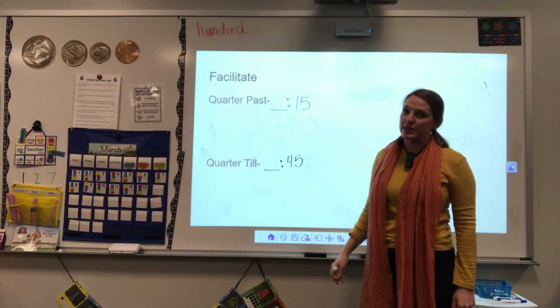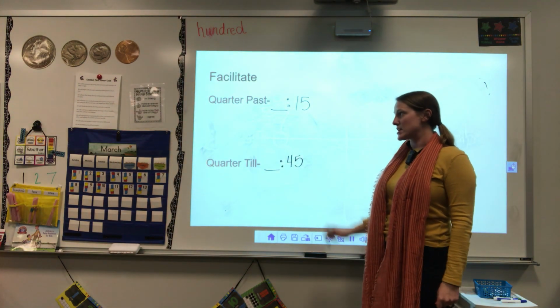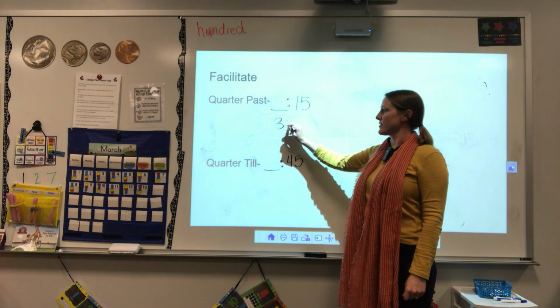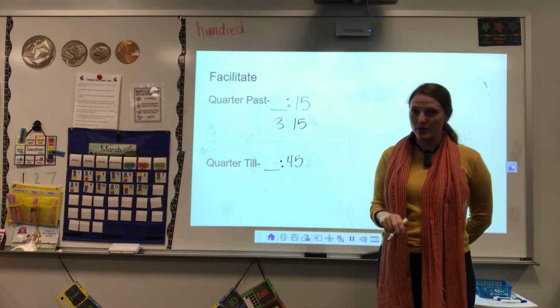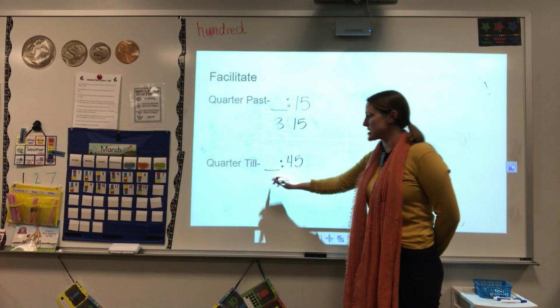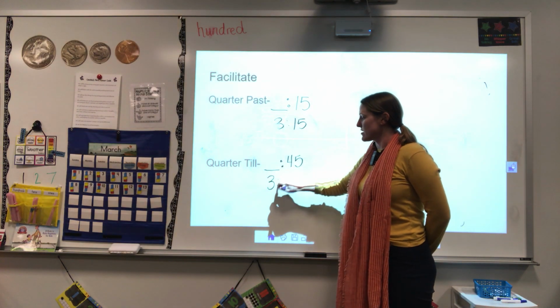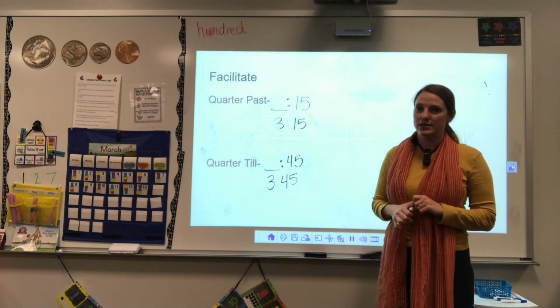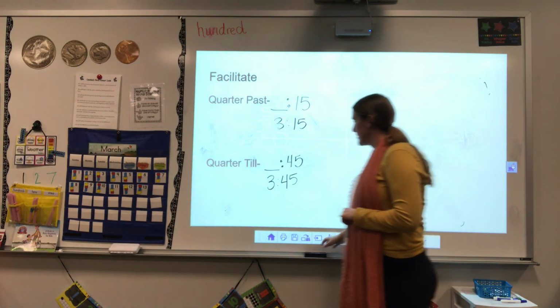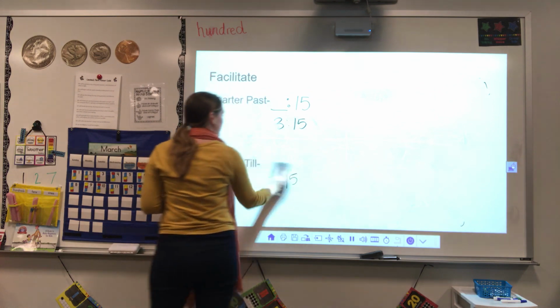So if I said it was 1/4 past 3, it would be 3:15. If I said it was quarter till 4, it's almost 4 but not yet, it would be 3:45, meaning only 15 more minutes until 4 o'clock. Let's practice this.